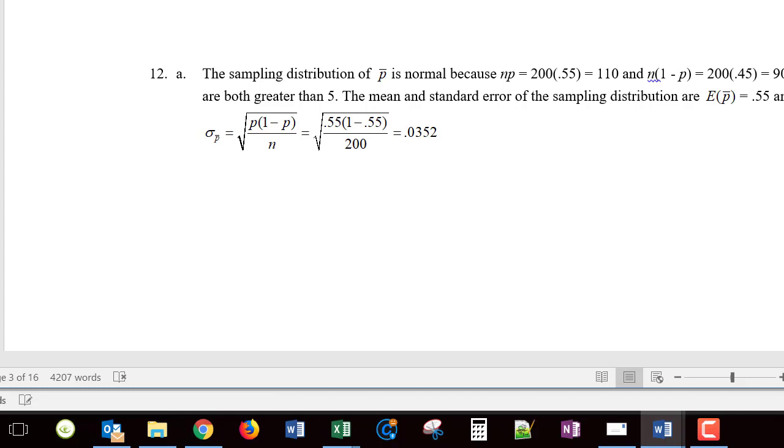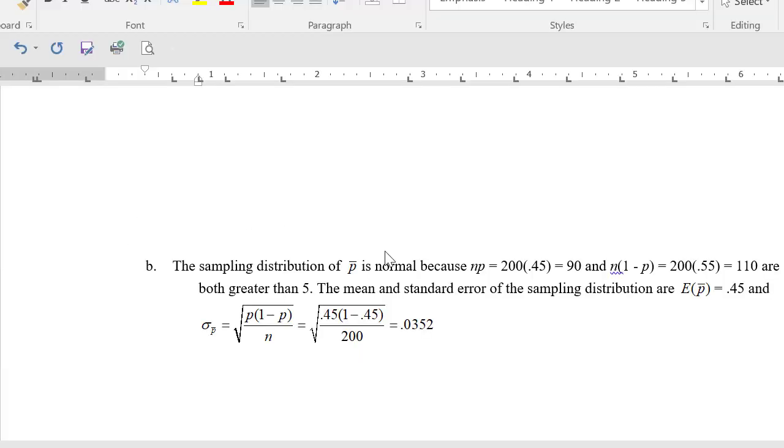So you're working through the same sort of setup. So we work through the numbers again. 200 times 0.45 is 90, and n times 1 minus p is 110. They're both greater than 5. So the mean and standard error of the sampling distribution: the expected proportion is 0.45, and the standard error then is 0.0352 using the same calculations that we did above.